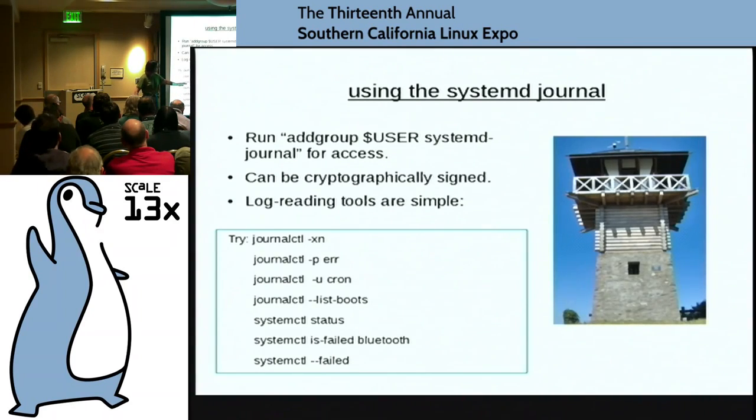If you just want to look at a particular service, the -u switch does it. You can just look at the last boot. You can compare boots. This is a really great command for using in a script. And then with systemctl, you can get Boolean output, for example, is Bluetooth failed. You can just list what's failed.